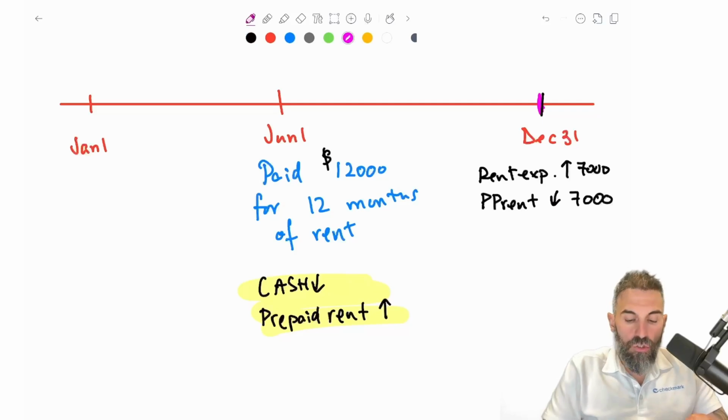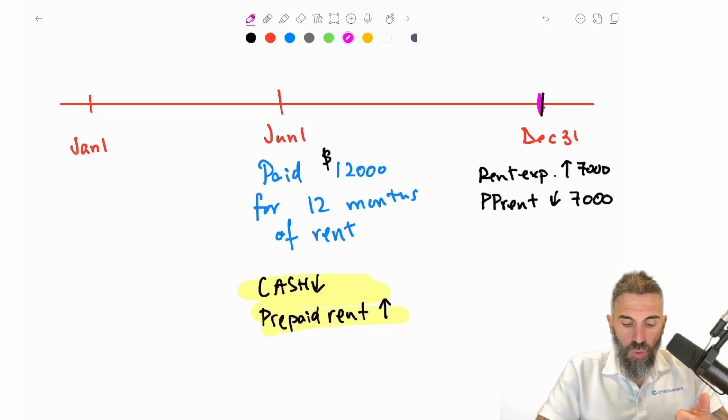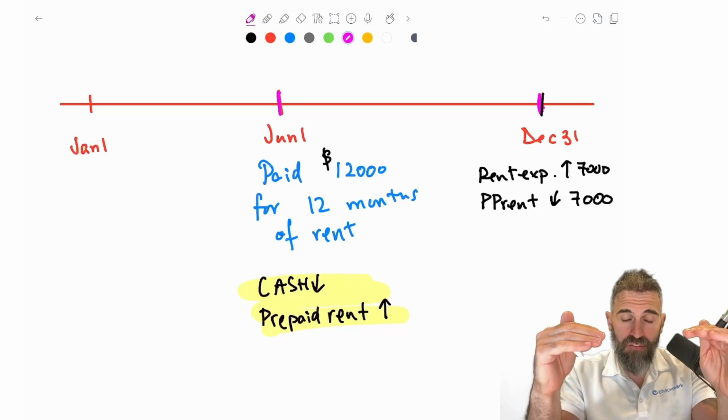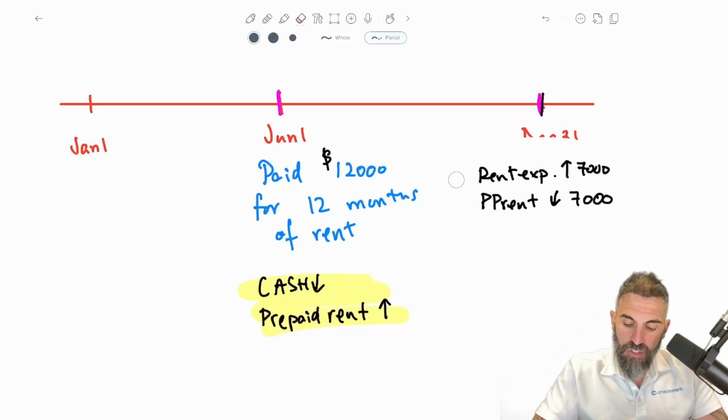And my prepaid rent is going down $7,000. Why? Well, you don't have 12 months prepaid anymore at that point. You're adjusting not only the expense, but you're also adjusting the other asset. You had 12 months prepaid on June 1st. Fast forward 7 months, you've used 7. So the amount of prepaid rent you have has also gone down the equivalent of 7 months. So this is the adjustment here.